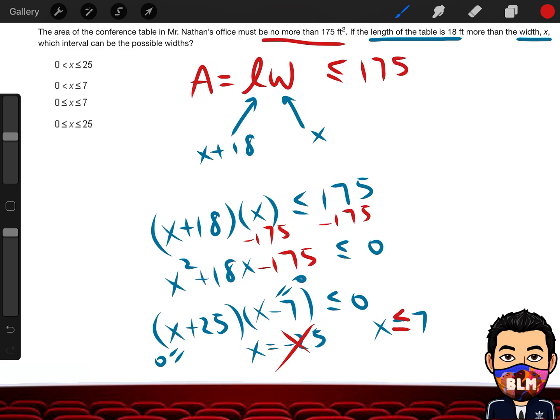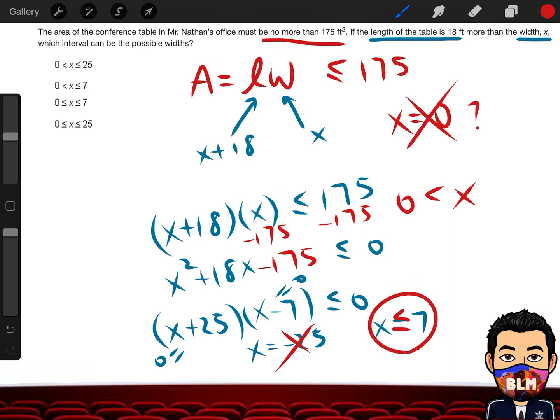One more analysis. Can x value be 0? Can x be 0? Have you ever heard of any length that equals 0, or any width that equals 0? No, right? That means that your width has to be greater than 0. In this case, less than or equal to 7. So choose the second one.